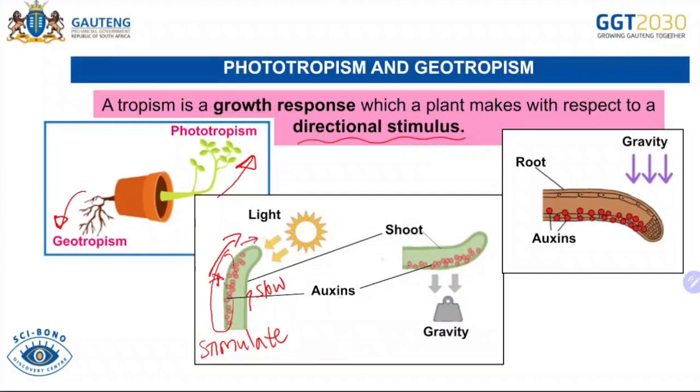And I'm going to look at the root quickly. Auxins inhibit growth in the root, and there's your auxins. So this top part is going to grow faster than the bottom, and therefore it's going to join the bottom, and due to gravity, this root is going to move downwards.